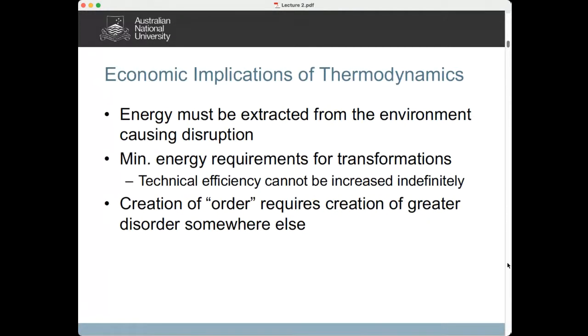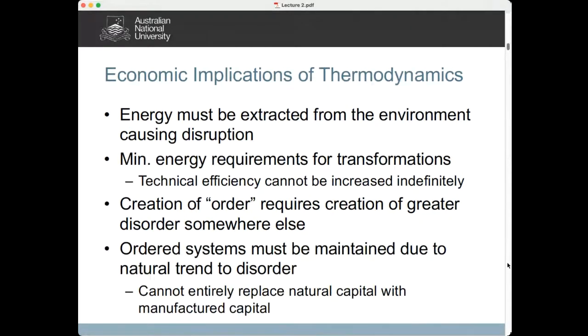Creation, this is something the same with the extraction idea. Creation of order requires greater disorder somewhere else. It's good when we use the sun as our fusion reactor and have a lot of disorder in the sun versus having more of that on Earth, perhaps. But even so, capturing the solar energy requires some disruption.